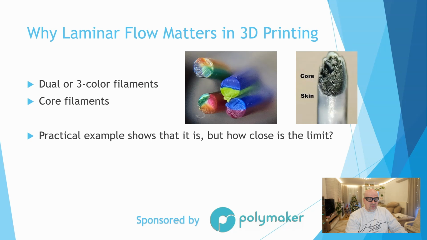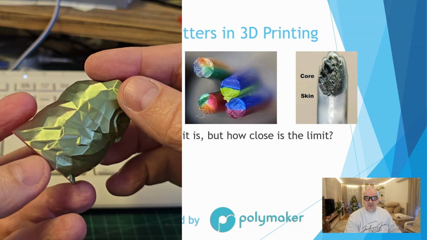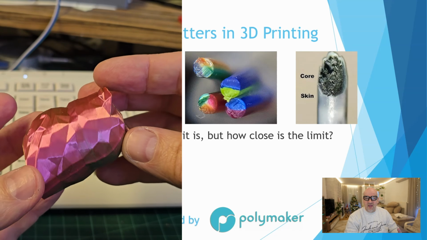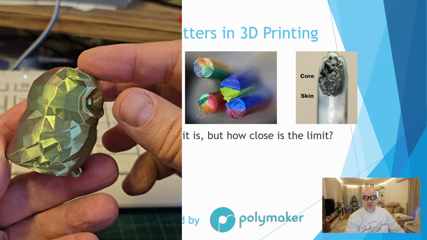Practical example shows that it is laminar, but how close is the limit? I mean, if we print something from these dual color filaments, we can see that one color is from one side and the other from the other side, so the color didn't mix.